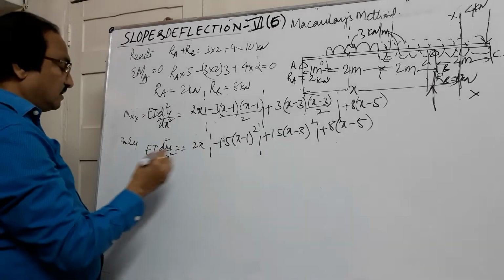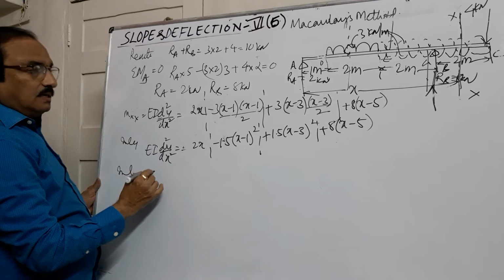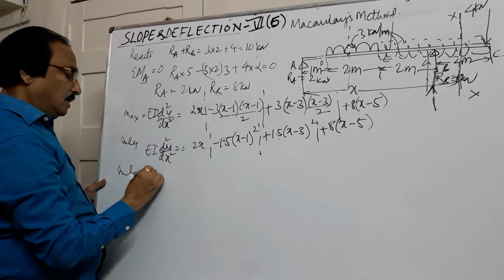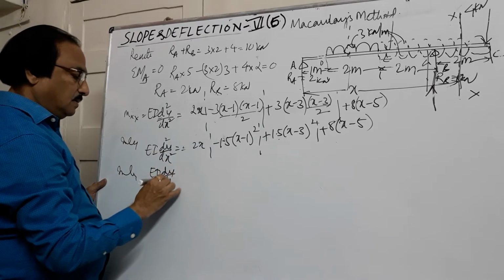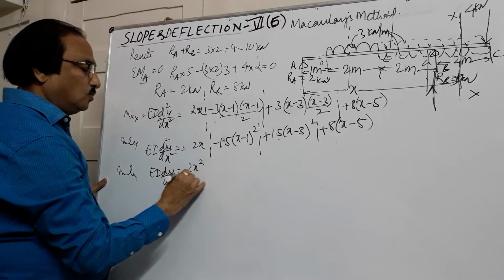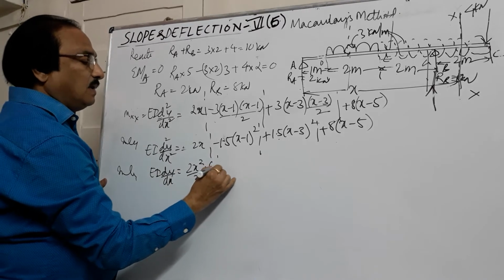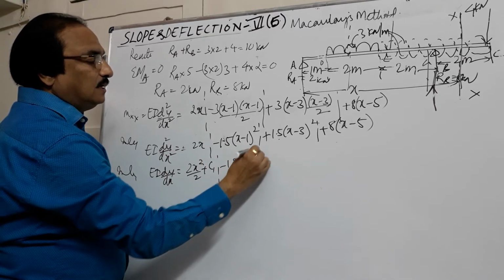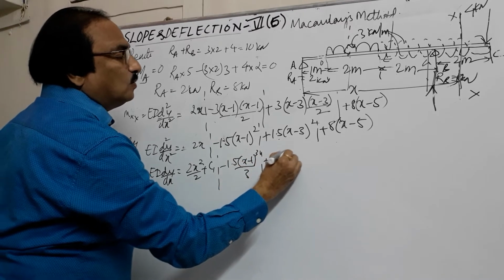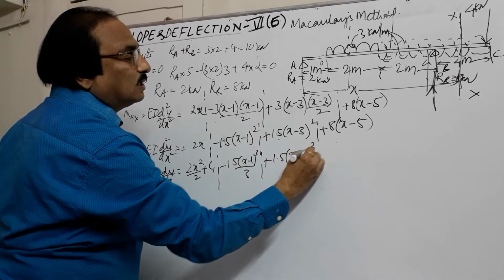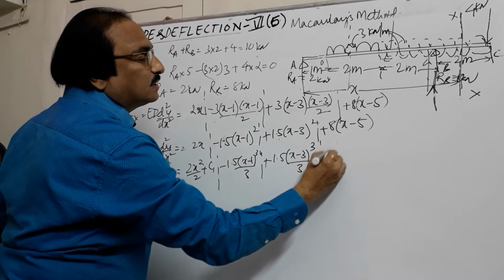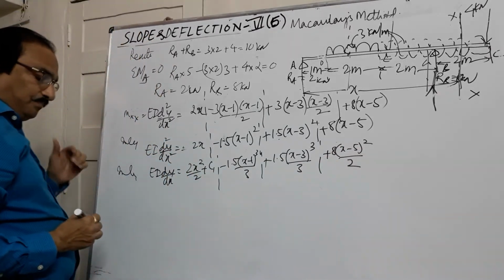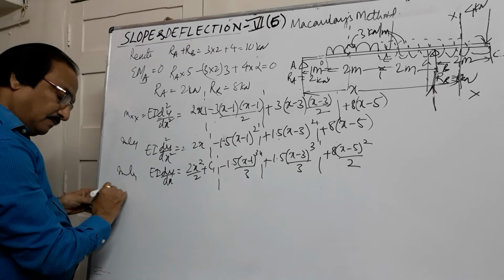So when you simplify this, now integrating EI dy by dx is equal to 2x square by 2 plus C1 minus 1.5 times the integration of this, which is (x minus 1) raised to 3 divided by 3, plus 1.5 into (x minus 3) raised to 3 divided by 3, plus 8 into (x minus 5) raised to 2 divided by 2. So let us integrate this once again.